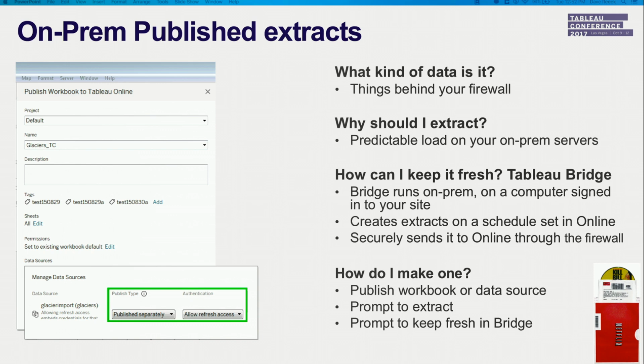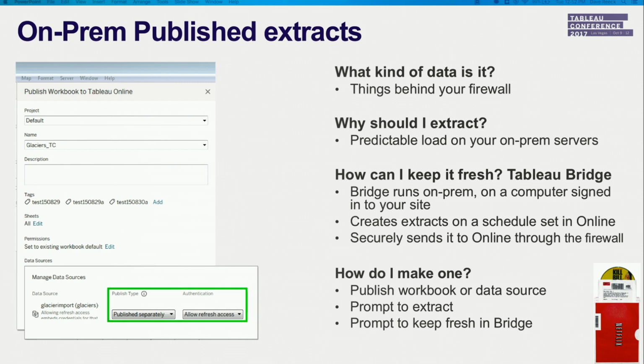Okay, good, moving on. So on-prem extracts, what kind of data is this? It's pretty much anything that lives behind your firewall except cubes. Sorry, SAP. Why should I extract this? You get a very predictable flow of data. It shows up every 1 hour, 1 day, 1 week, 1 month. It also gives much faster viz loading because of the data gravity problem we talked about earlier. The data is online. It's right there.